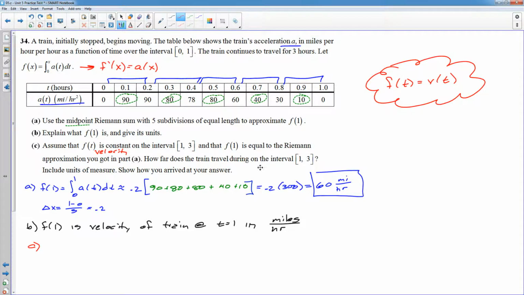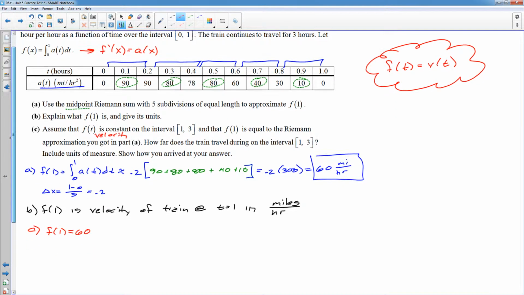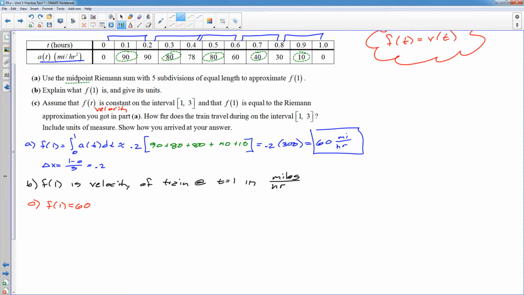And the f of 1 actually is equal to the Riemann approximation that we got in part A. So we are now going to say that f of 1 is actually equal to 60. How far does the train travel on the interval 1 to 3? And then show how you arrived at your answer. Okay, if you want to know how far something travels, this one's going to be extremely easy. The distance something travels would be the antiderivative of velocity, right? So distance is the antiderivative of velocity.